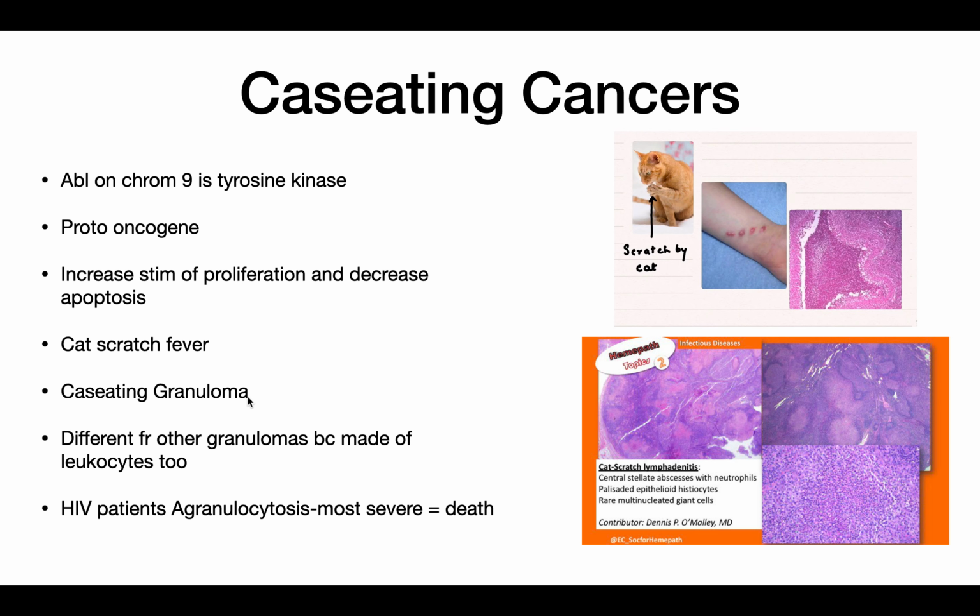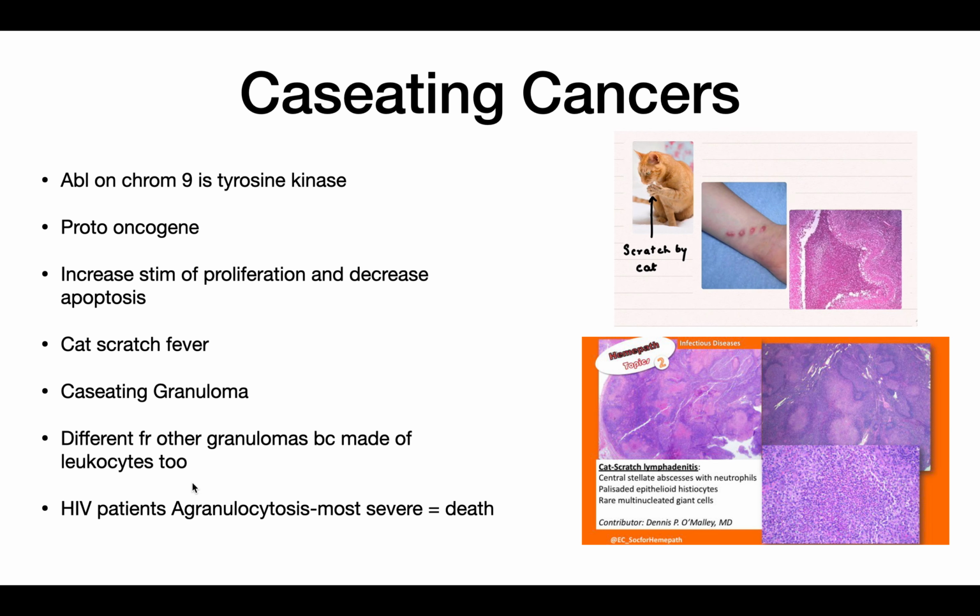And if you remember from parasitology, the parasite of choice is Toxoplasma gondii. So that's going to infect the cells, and then it spreads to the lymph nodes and cause this casein granuloma. But it's different from the other granulomas because usually granulomas are only made out of macrophages. In this case, they are also made out of leukocytes.